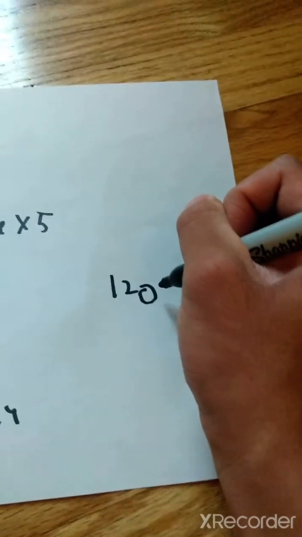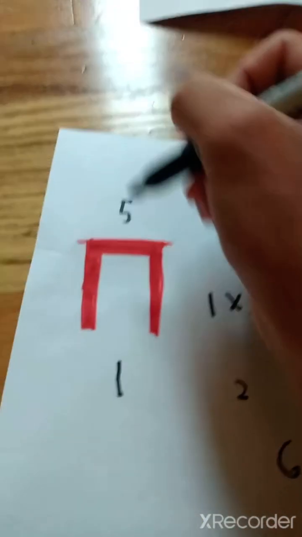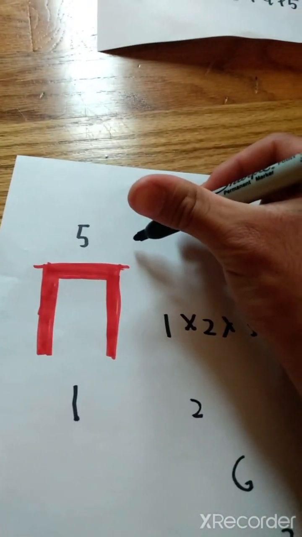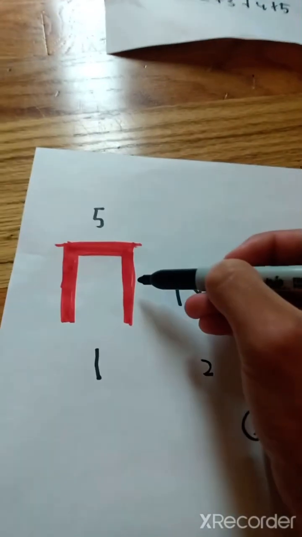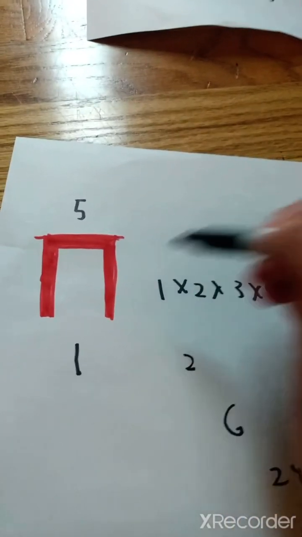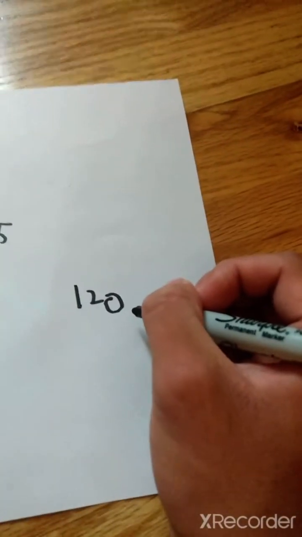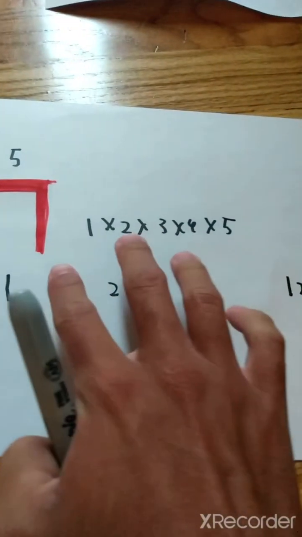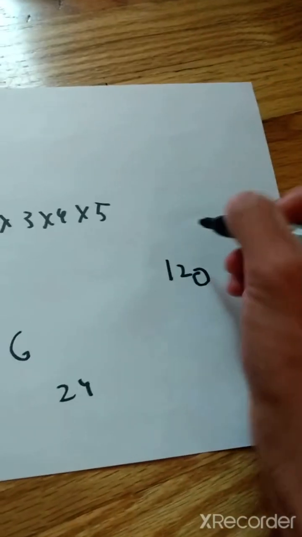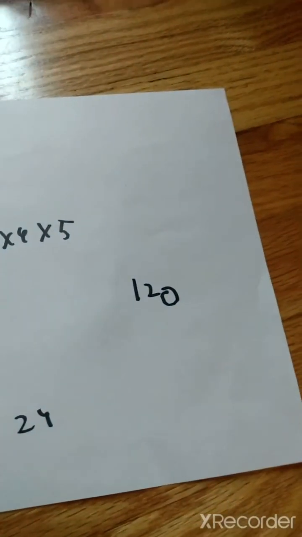120. So, when the bottom number is 1 and the top number is 5, and we use the pi notation for summation, we get an answer of 120. All the numbers multiplied and combined will bring us to 120.